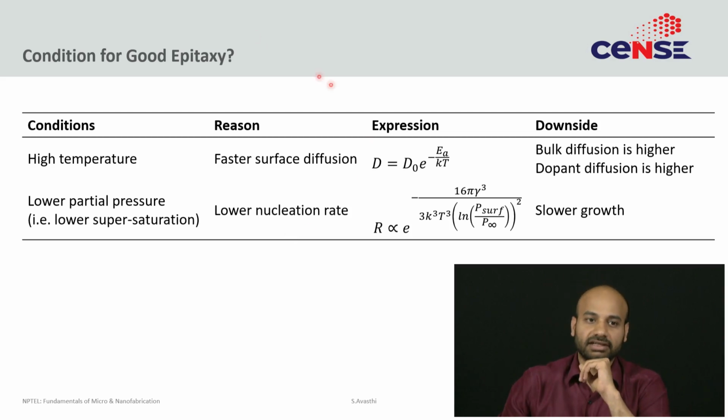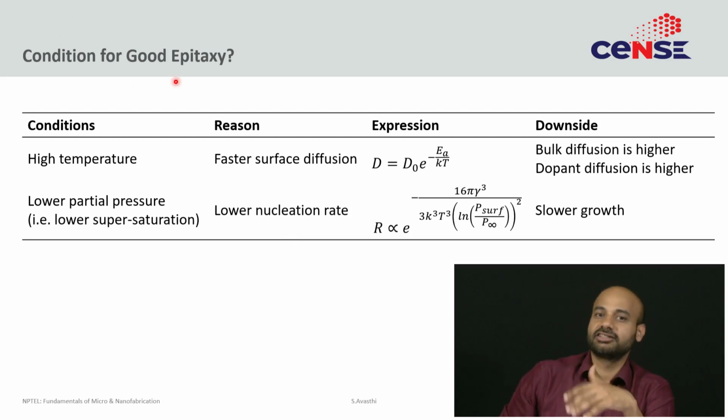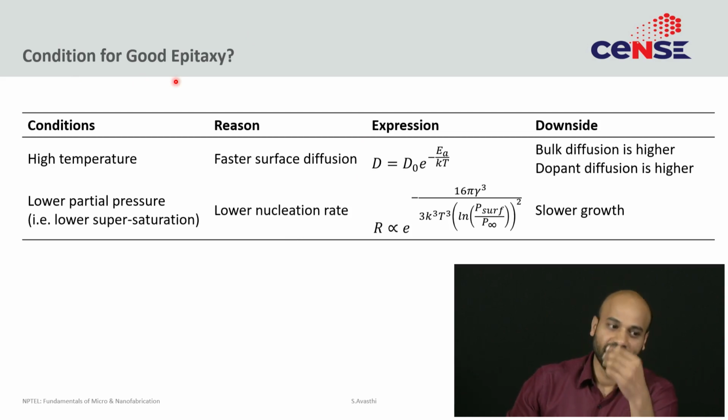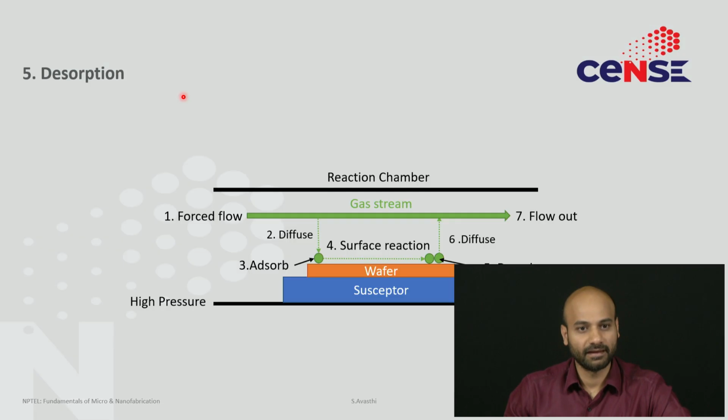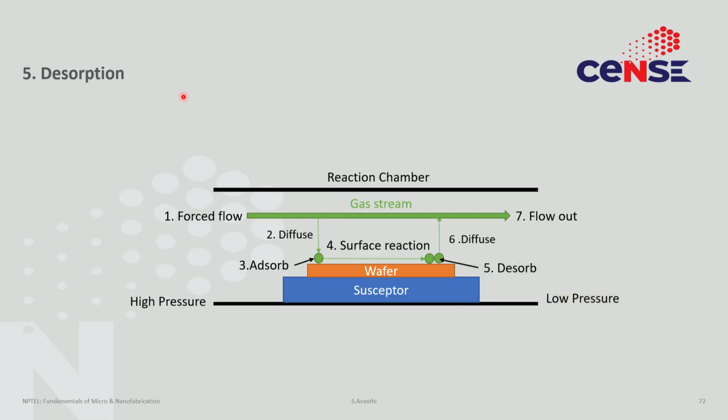However, conditions for good epitaxy are also the conditions for slow growth rate. So, often epitaxial growth is very excruciatingly slow. If you are just trying to deposit a polycrystalline material, you can get much higher growth rates. Okay. With that, we actually come to the end of the part on nucleation and growth.